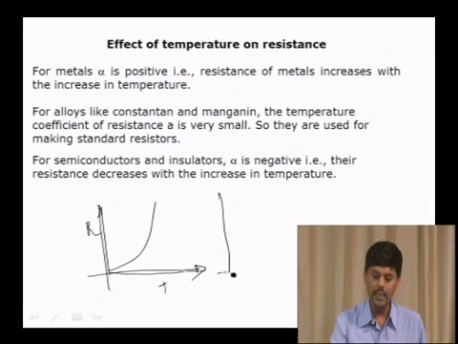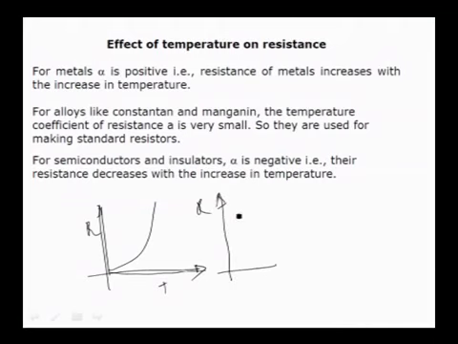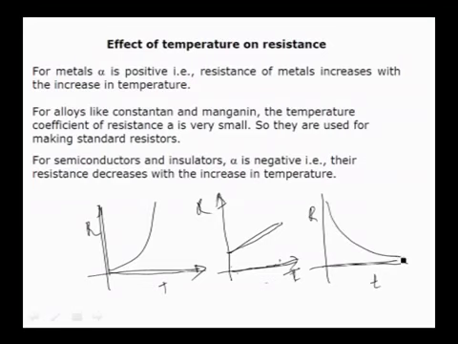Similarly, in case of alloys also we have the same parameter, temperature T, and we get a curve like this. As temperature increases, resistance also increases, but here the variation of resistance is very small. In case of semiconductor, this is the resistance and this is the temperature. When temperature increases, resistance decreases. This is inverse, and these two are direct.